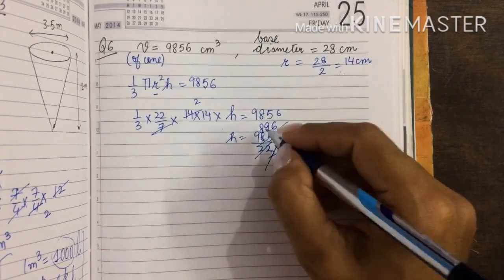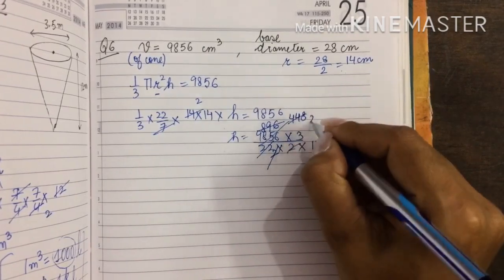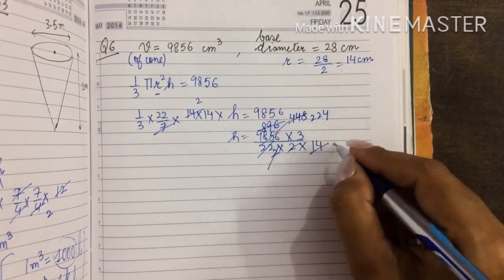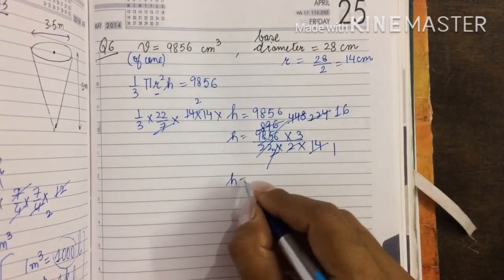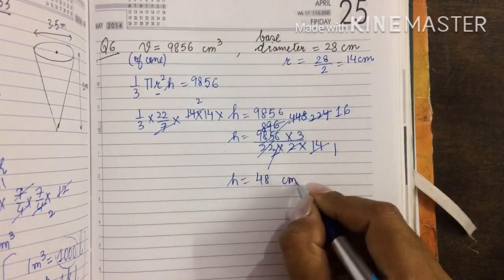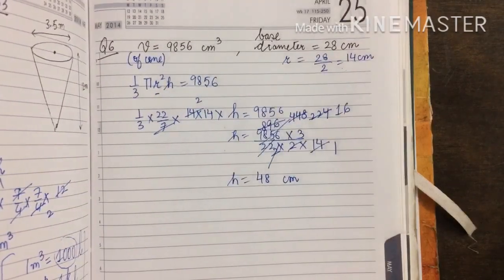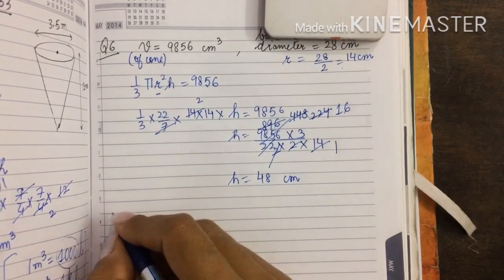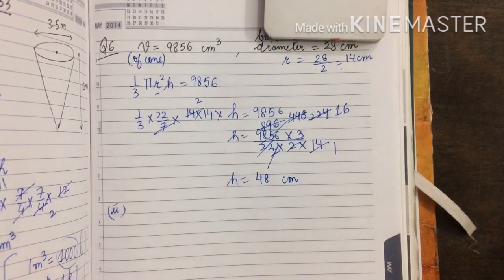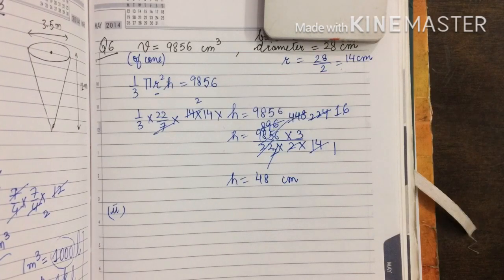Use the divisibility rules to simplify. So h is 48 centimeters. This is the first part of your question. Now let us do the second part. In the second part, you have been asked to find out the slant height of the cone.